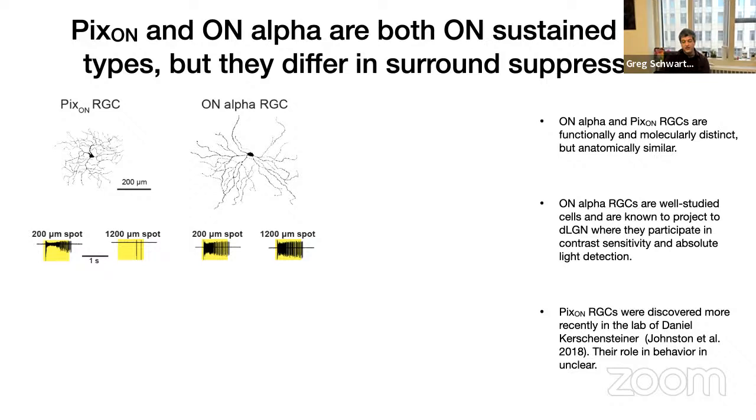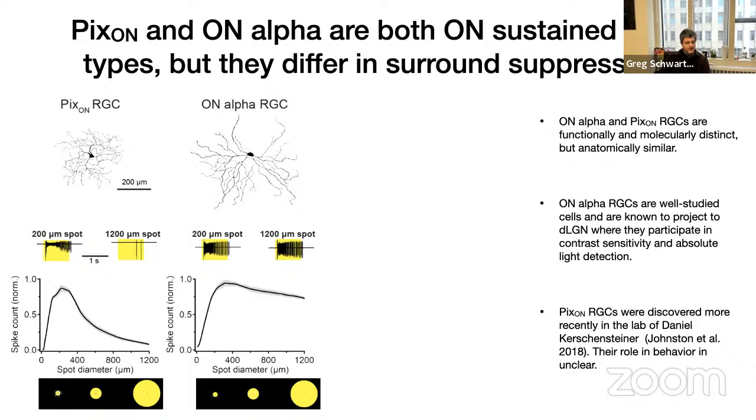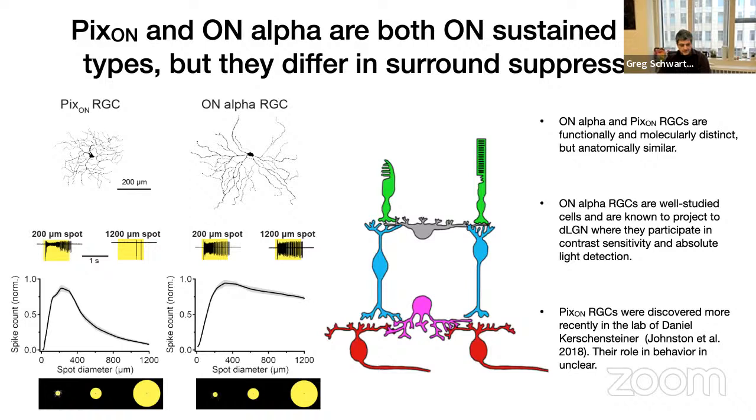So quantifying this, if we look at spike count as a function of spot diameter, you can see Pixon RGCs have what we would call very high surround suppression, and ON alpha RGCs have very low surround suppression. So the rest of this talk is going to be figuring out where that happens. This is the diagram we're going to use throughout. We've got our two RGCs at the bottom, and we want to know where in this circuit we see this difference in surround suppression.